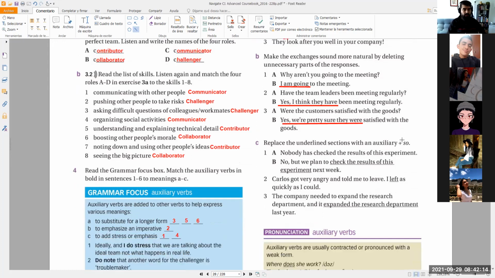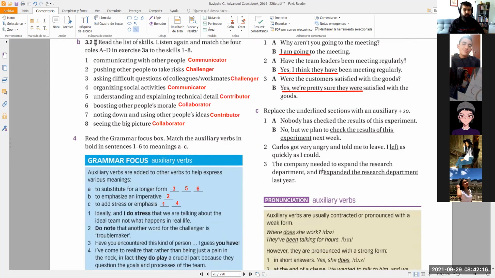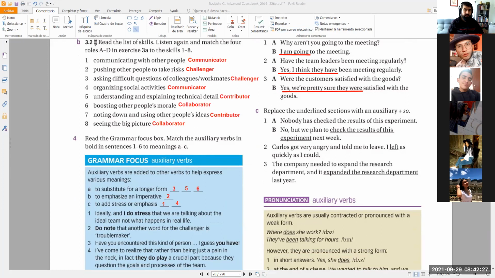Okay, guys, so let's see. In the case of 1, who can help me with the number 1? Please, Diego. Sure, absolutely. I think that we replace it for no, but we plan to do so next week. So no, but we plan to check the results of this experiment next week. It becomes no, but we plan to do so next week.